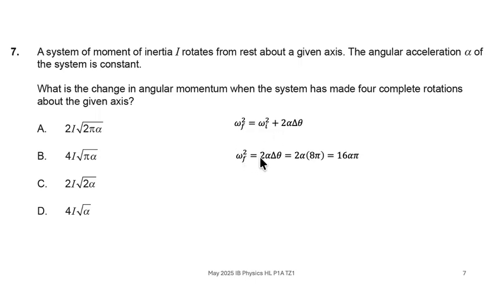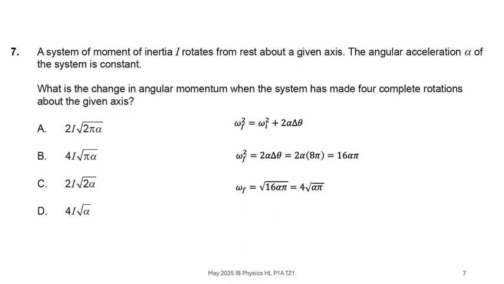Our omega final squared is just 2 alpha delta phi. And delta phi in this equation is going to be 8 pi. Why is that? Well, we're told 4 complete rotations. 4 complete rotations means 4 times 2 pi, 8 pi. So we end up with our 16 times alpha times pi.